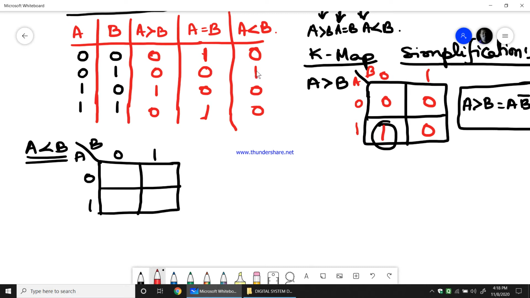Okay, for A less than B, 0, 0 it is 0, 0, 1 it is 1, others are 0. Now again for A less than B, this is the only one bit which will be grouped. So I can say it is A bar B. Therefore A less than B equals A bar B.